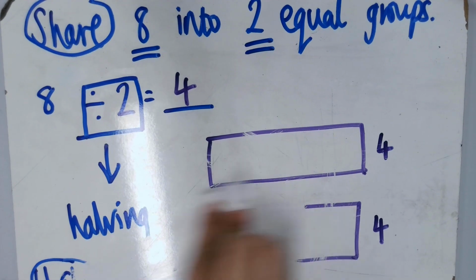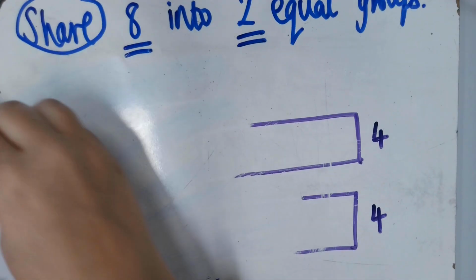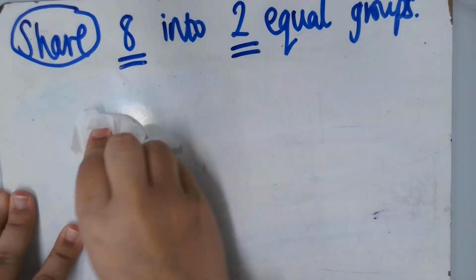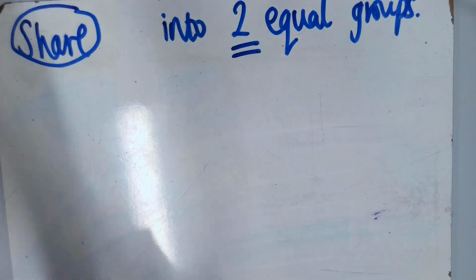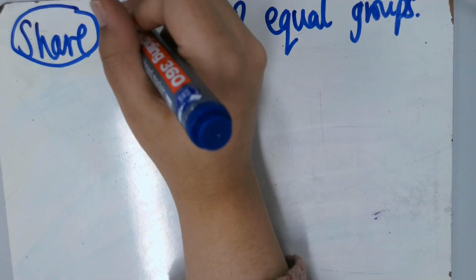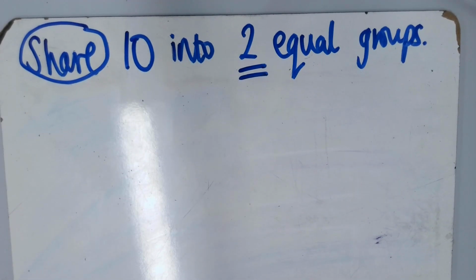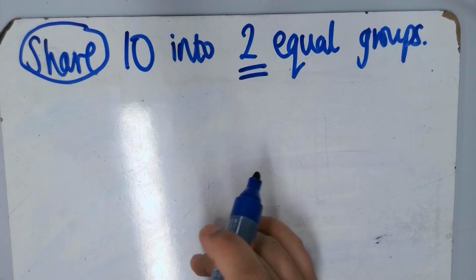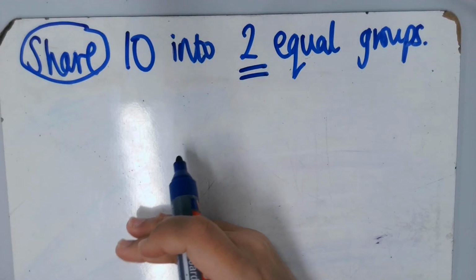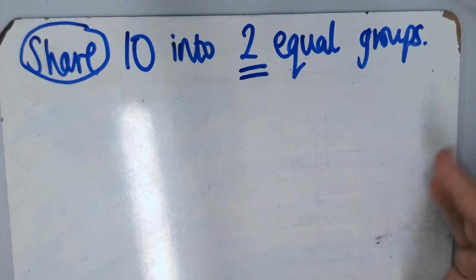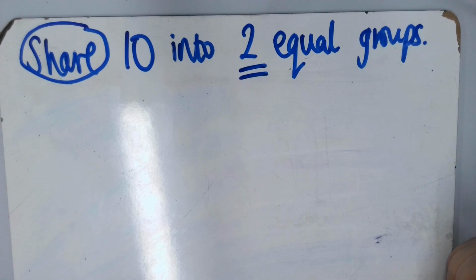Okay, let's have a go at doing another one. This time, I want to share 10 into 2 equal groups. If you feel like you're a bit more confident with this, feel free to have a pause and then you can come back and go through it with me. Or if you feel like you want a bit more practice, let's do it together.